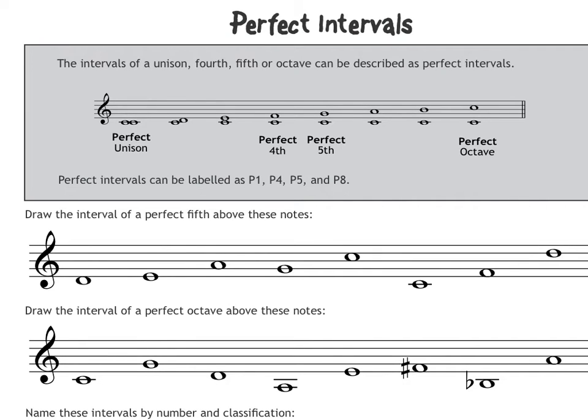So here's the first thing to remember. The intervals of a unison, fourth, fifth, or octave can be described as perfect intervals. So we can have a perfect unison, perfect fourth, perfect fifth, and perfect octave. We'll get into why it's just these intervals later. Don't worry about why it is that these ones and not other ones. But just try and commit it to memory as quick as you can that the intervals of size 1, 4, 5, and 8 are perfect intervals. They can be labeled as P1, P4, P5, and P8, respectively.